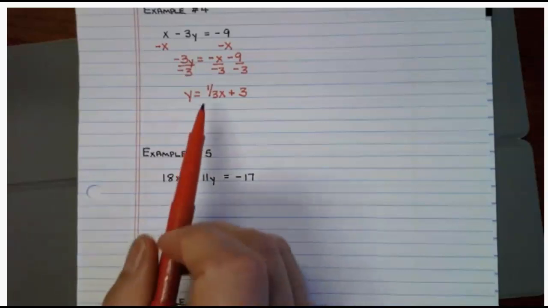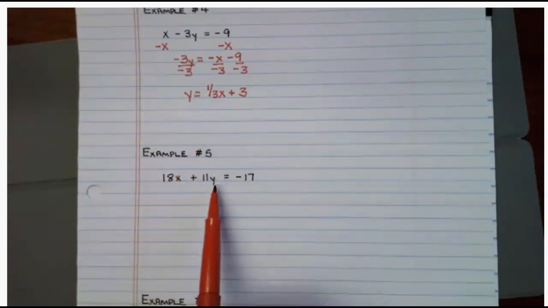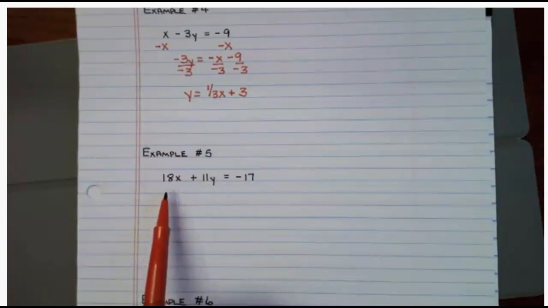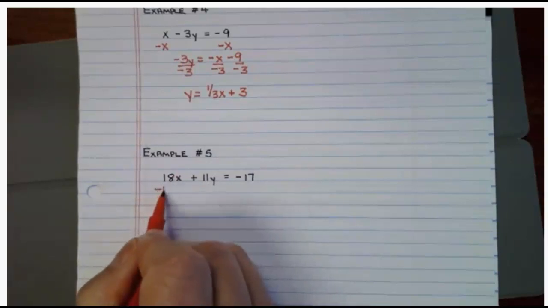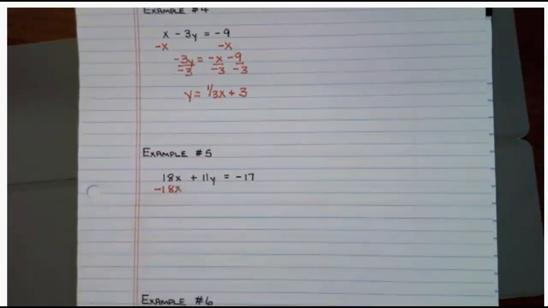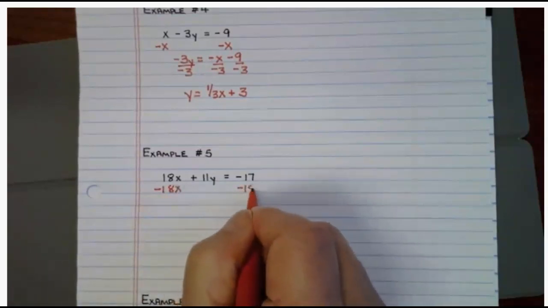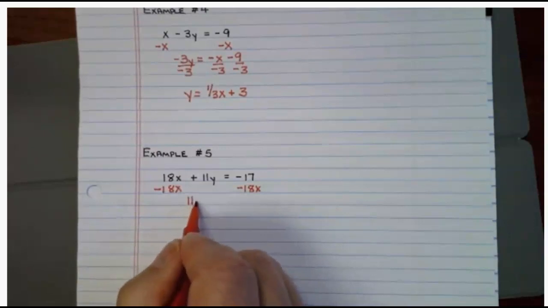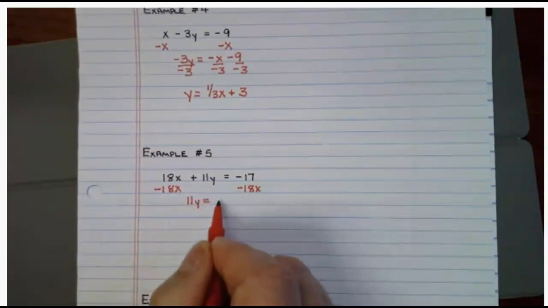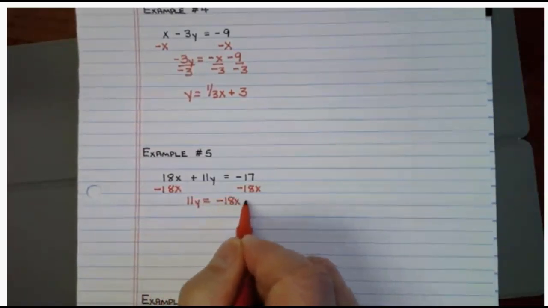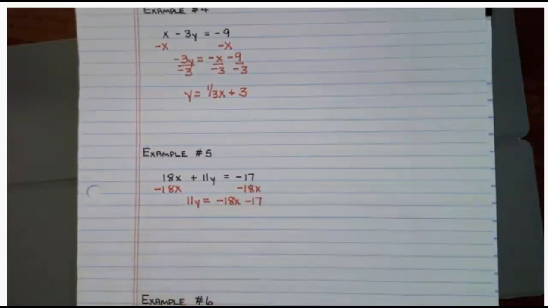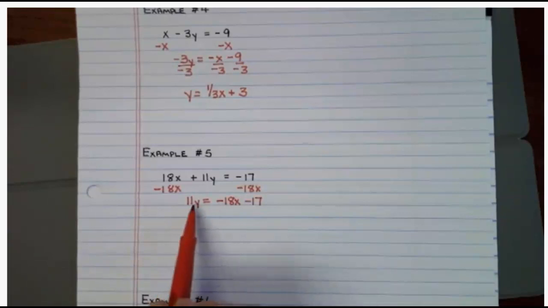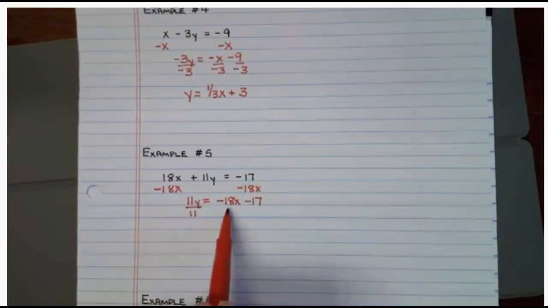So let's start off like we did with this one up here. We're going to get this y by itself, and let's get rid of this 18x by subtracting 18x. And I need to subtract 18x from both sides. I'm left with 11y is equal to negative 18x minus 17, because I can't combine those together. I need to get rid of this 11. I'm going to divide everything by 11.